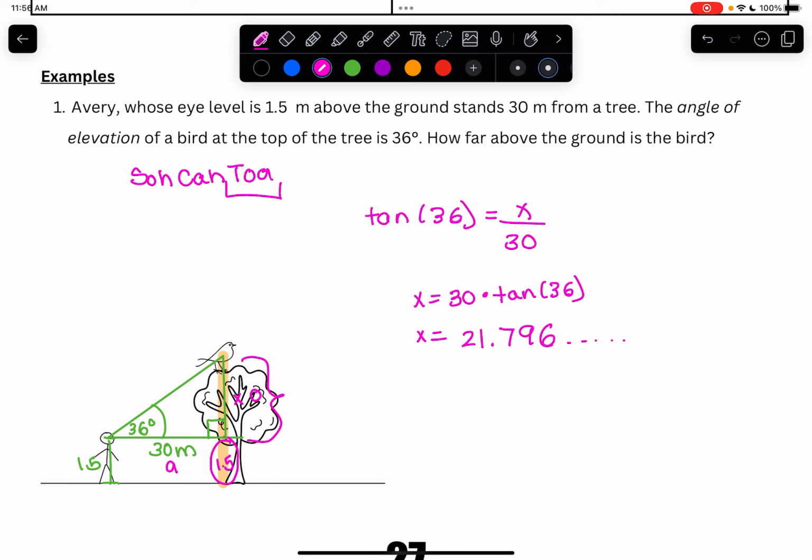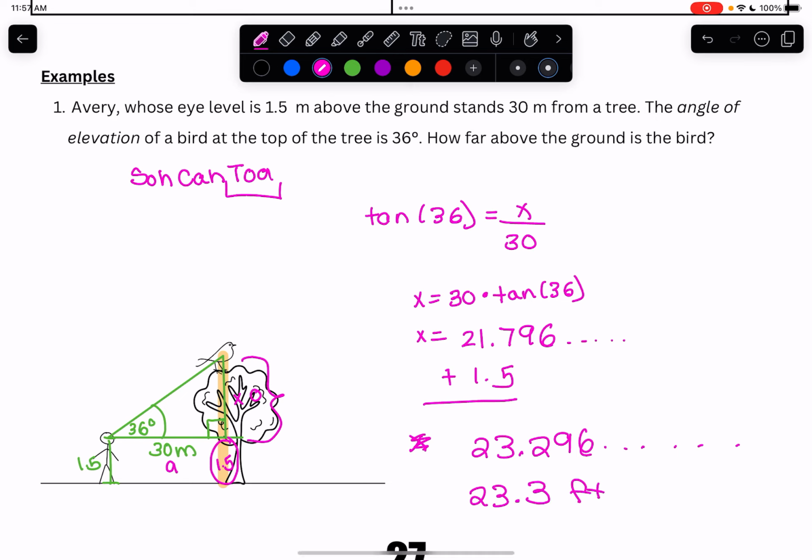I want the total distance, so I now have to add 1.5. Just in your calculator, hit plus 1.5. And your final answer for your total distance will end up being 23.296... And if we round that to the nearest tenth, that'll be 23.3 feet above the ground. Because when we're using the trig, we're finding the distance between the bird and Avery's line of sight. You then also have to add how far above the ground Avery is as well.